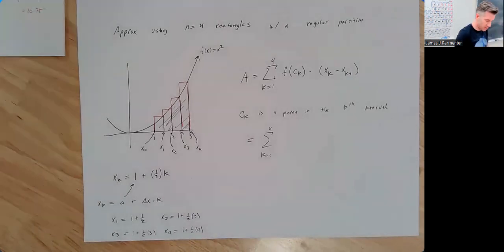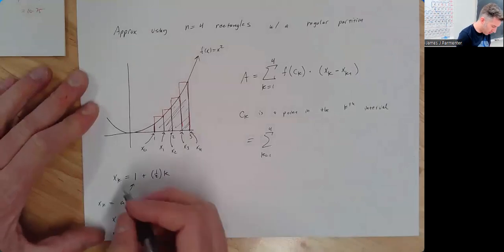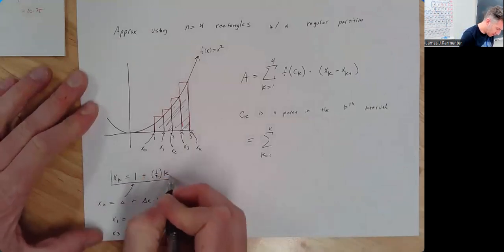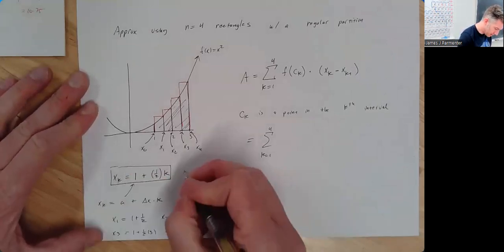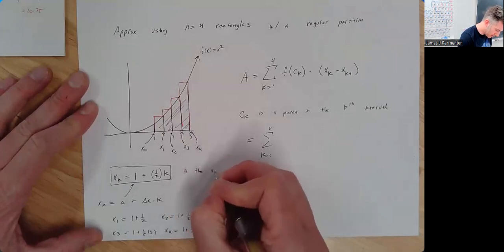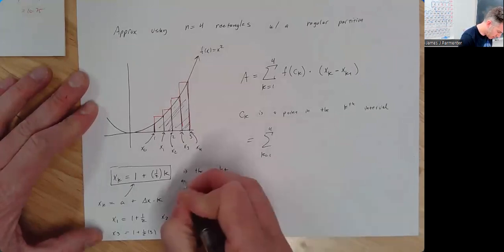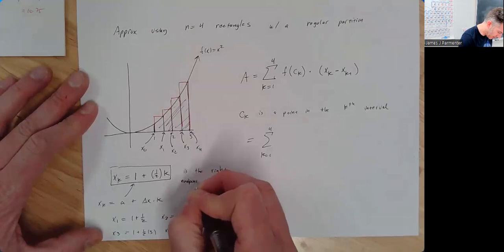So let me back up just a little bit here. We're talking about writing the right endpoint. So I should say x sub k is the right endpoint of the kth interval.